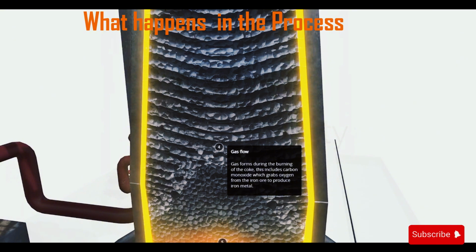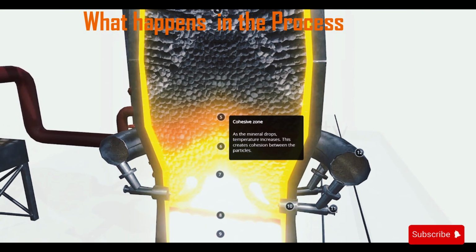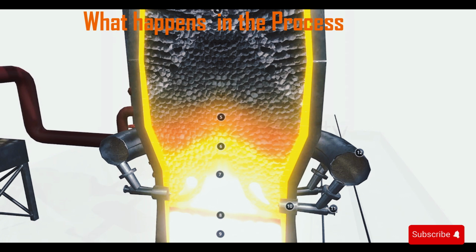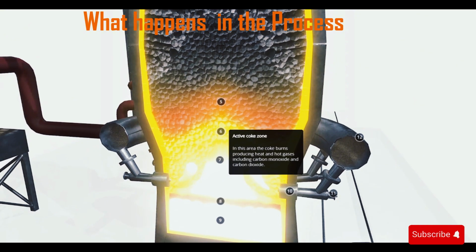At the middle of the hearth, carbon(IV) oxide is reduced by carbon to carbon(II) oxide, a reducing agent. In this area the coke burns, producing heat and hot gases including carbon(II) oxide and carbon(IV) oxide.